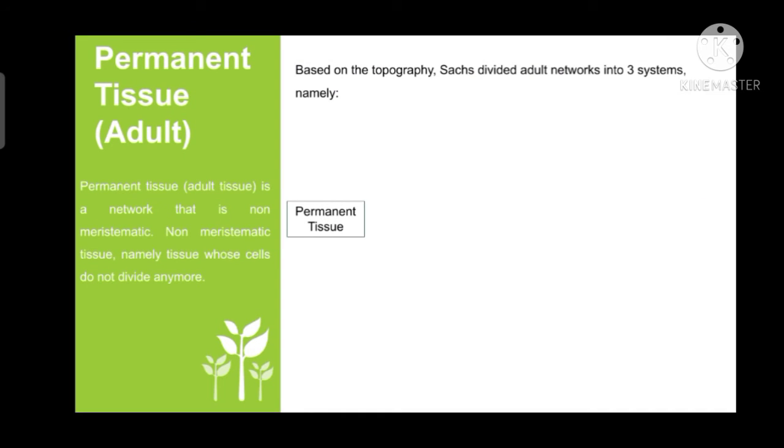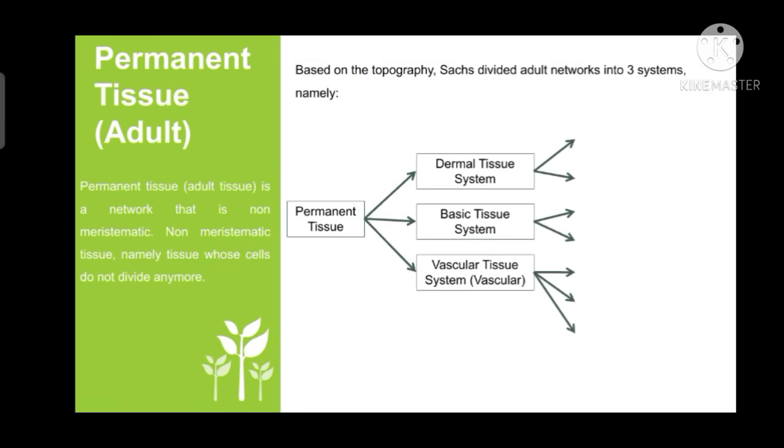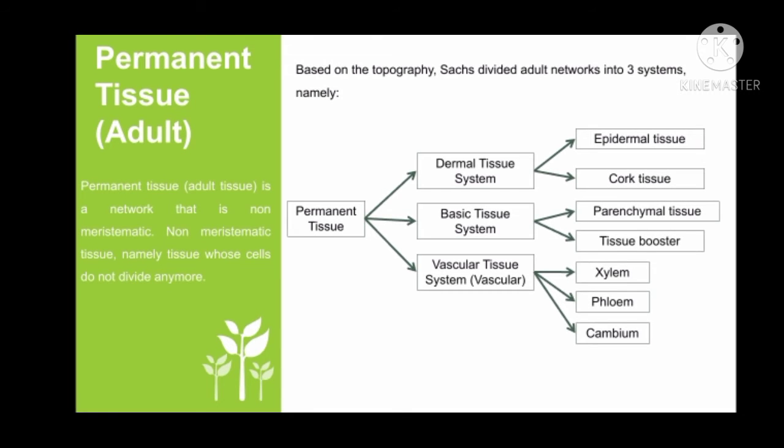Permanent tissues or adult tissues are tissues that are non-meristematic, namely tissues whose cells do not divide anymore. Based on the topography, adult tissue is divided into three systems, namely dermal tissue system, basic tissue system, and vascular tissue system. The dermal tissue system is divided into epidermal tissue and cork tissue. The basic tissue system is divided into parenchyma tissue and reinforcing tissue. The vascular system is divided into xylem, phloem, and cambium.